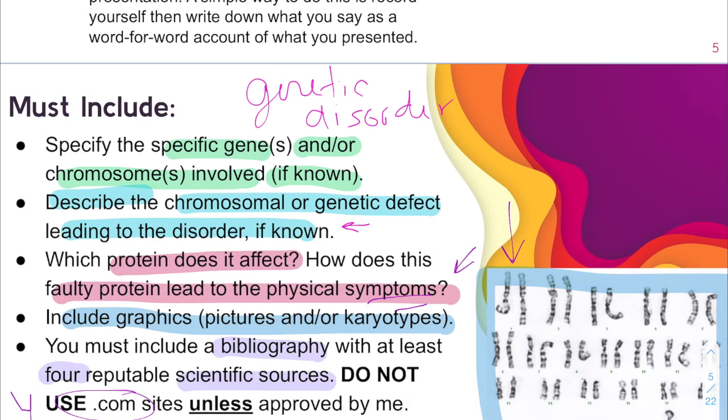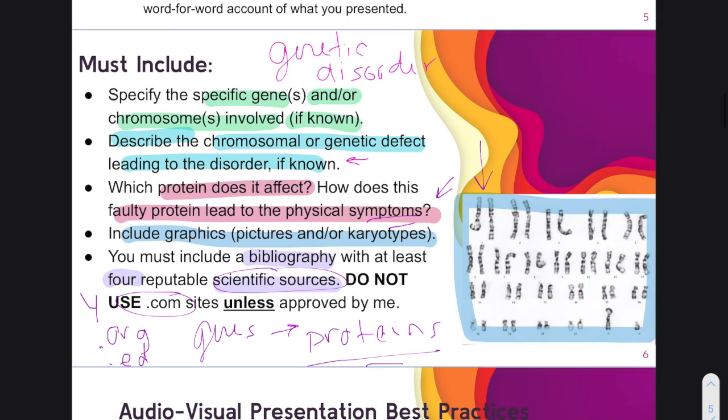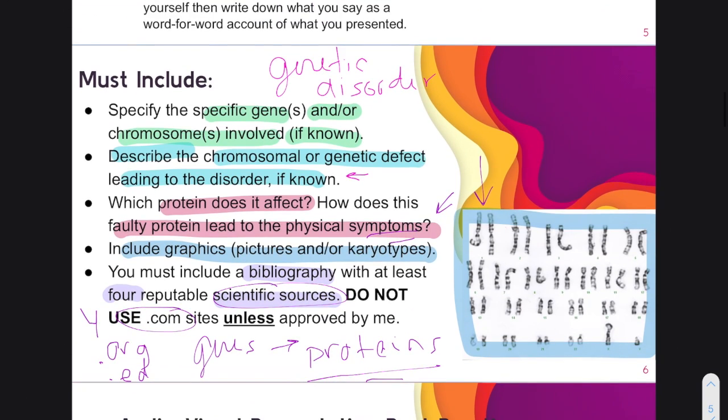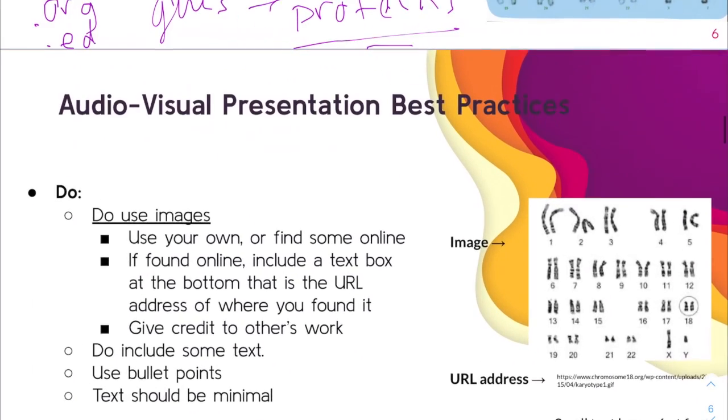Also, do not use .com sites unless you ask me first and get them approved so I can make sure that they are a reliable source. You want to look for sites with .org, .edu, scientific articles, scientific journals. So utilize the scientific database, similar to what you did for your lab report.